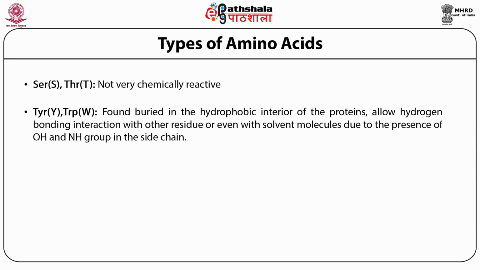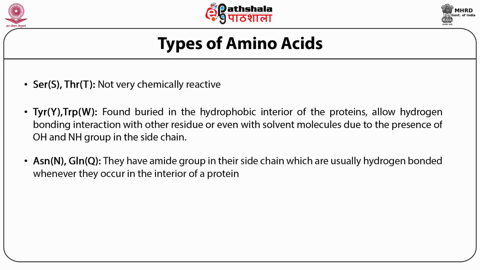The amino acids serine and threonine are not very chemically reactive. Tyrosine and tryptophan amino acids are found buried in the hydrophobic interior of the proteins and allow hydrogen bonding interaction with other residues or even with solvent molecules, due to the presence of hydroxyl and amino groups in their side chain. Asparagine and glutamine amino acids have an amide group in their side chain, which is usually hydrogen bonded whenever they occur in the interior of the protein.